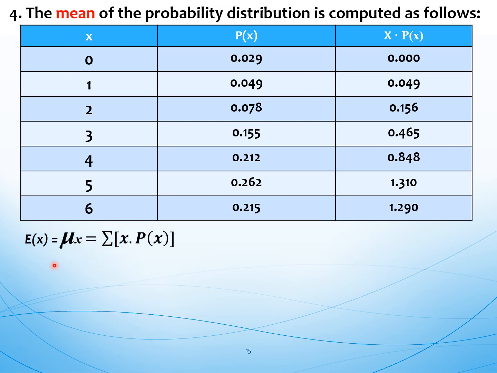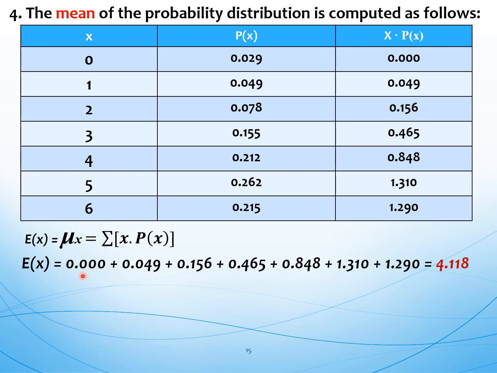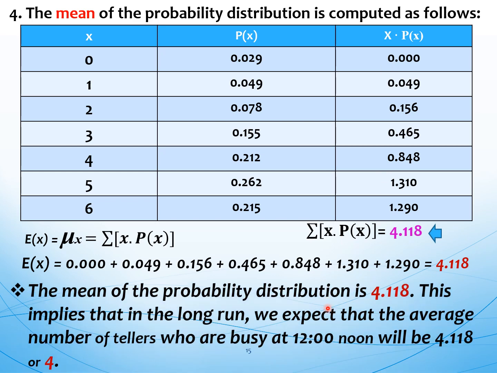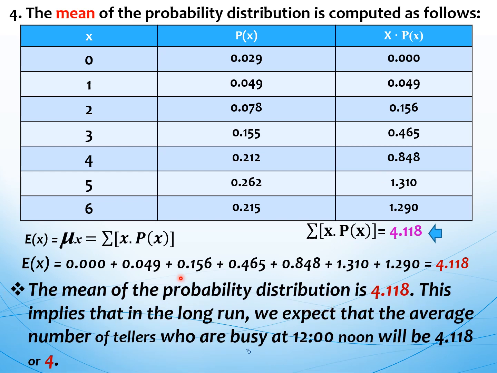Then using the formula, just add the products. So we have 4.118, the summation of x multiplied by probability of x. So that is the mean. So the mean of the probability distribution is 4.118. This implies that in the long run, we expect that the average number of tellers who are busy at 12 noon will be 4.118, or 4 when rounded off.